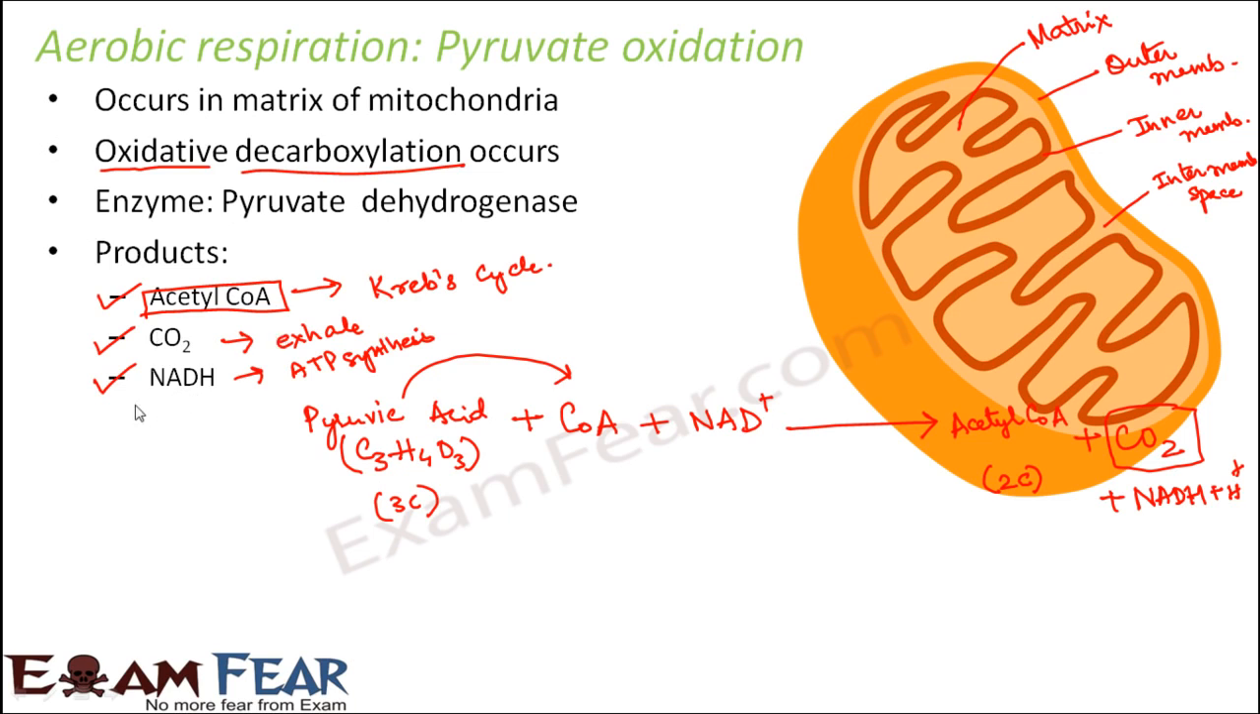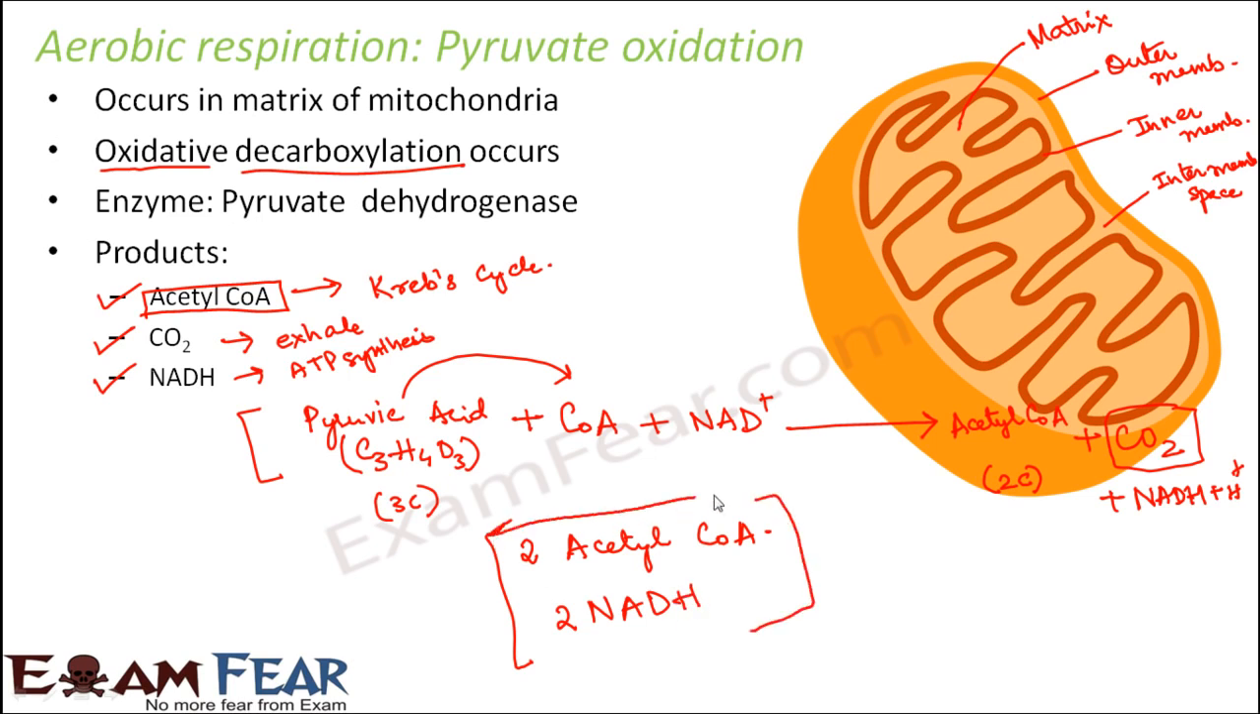Now this step is for 1 molecule of pyruvic acid. Since we had 2 molecules of pyruvic acid, this step will get repeated 2 times. So the result will be 2 molecules of acetyl coenzyme A and 2 molecules of NADH. So this would be the final product. I am not considering CO2 because CO2 will be exhaled, but these will be utilized in the later steps of respiration.